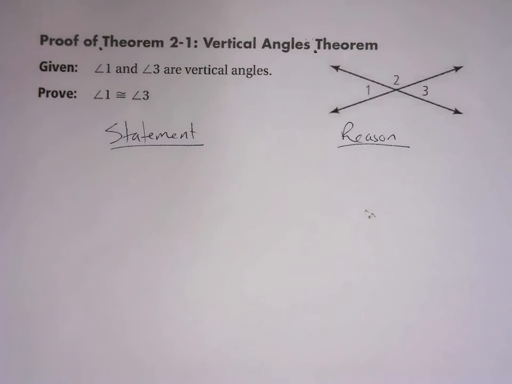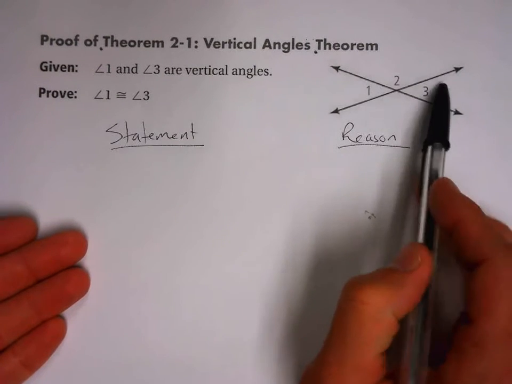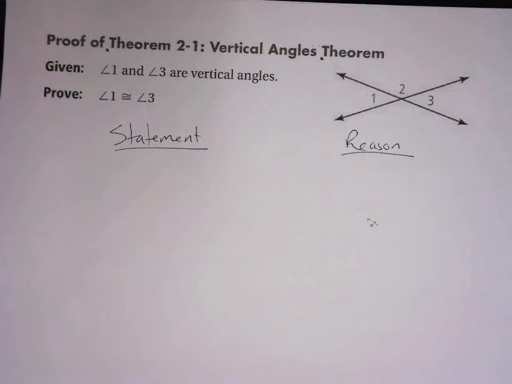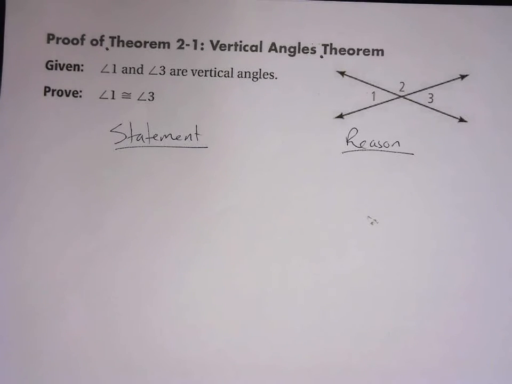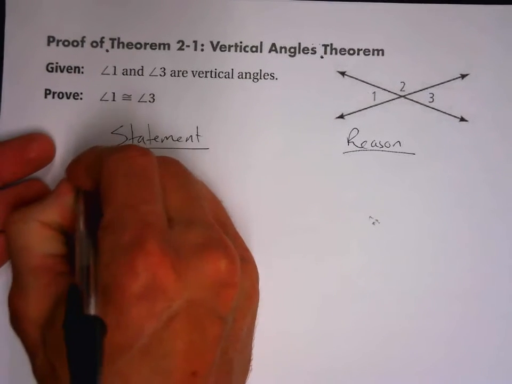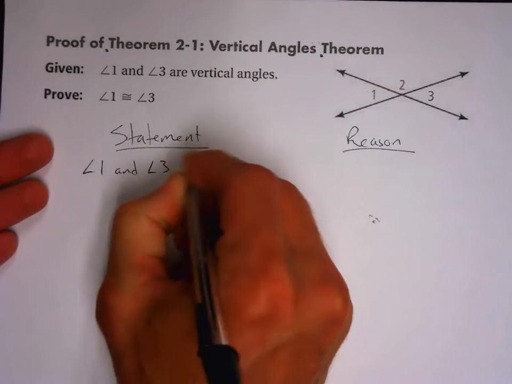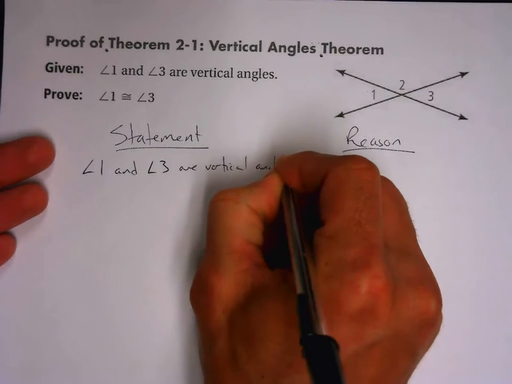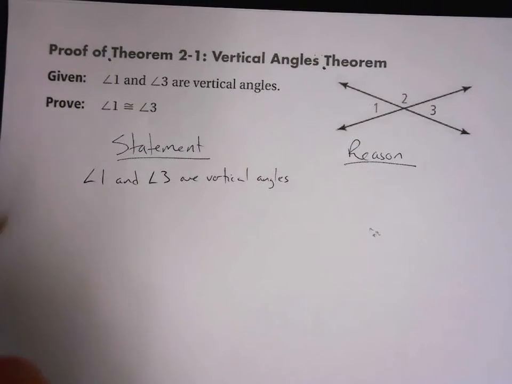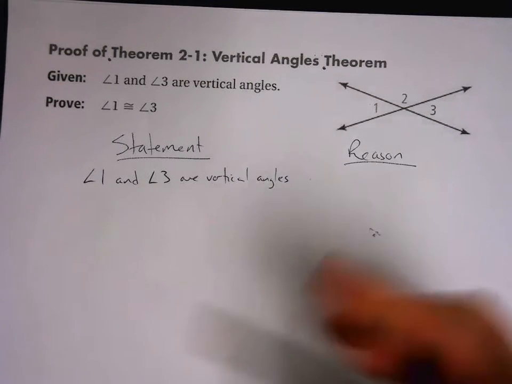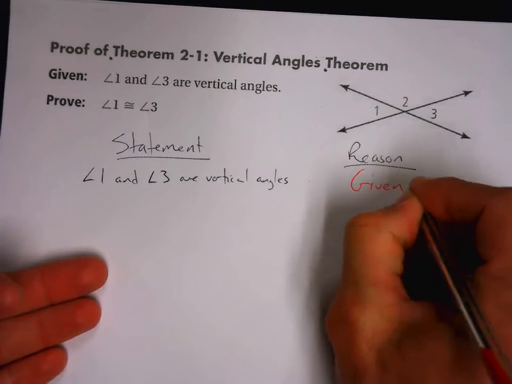So we look at this diagram, and what's given is that angle 1 and angle 3 are vertical angles, and we're going to prove that angle 1 is congruent to angle 3. How in the world would that work? Normally with a proof, what you want to do is start with the given. So the statement would be angle 1 and angle 3 are vertical angles. And the reason for that is it's given to us. I'll use red for my reason. Hopefully it shows up well in the video. All right, so that's given. That's the first thing to start.